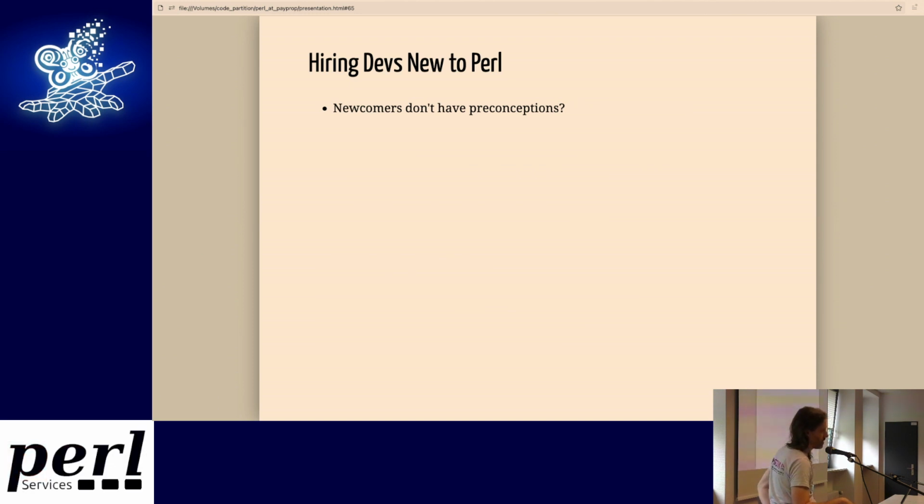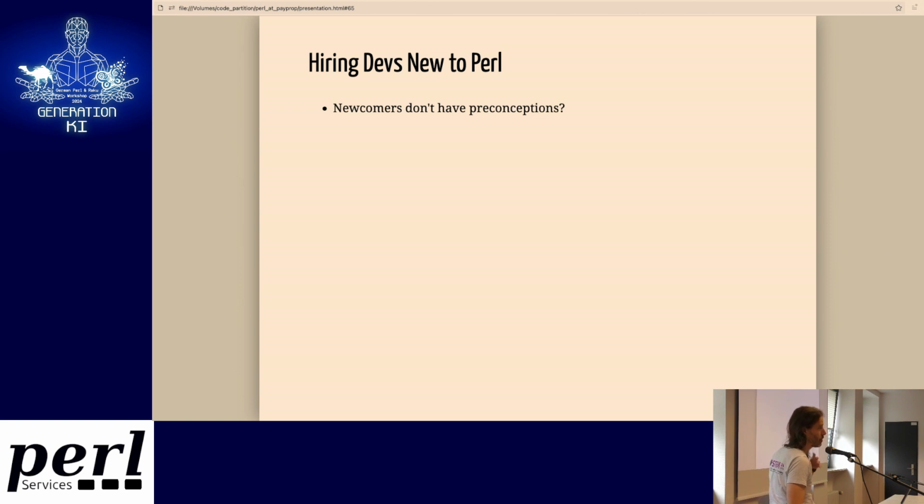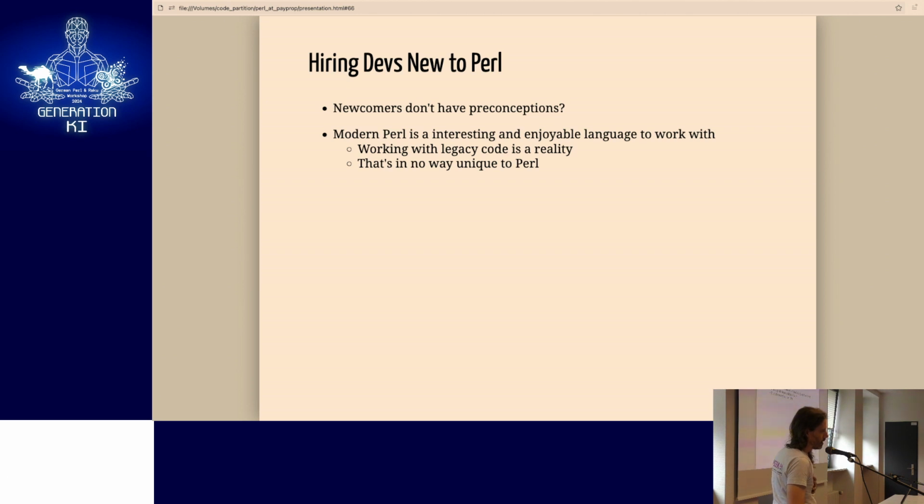You know, generally those under 30 either haven't heard of the language or they haven't used it. And those who don't want to use the language self-select out of the hiring process anyway, because we are explicit in job specs that we use Perl. We don't list it as a requirement unless we're asking for a senior Perl developer, but we say we use Perl. And I think modern Perl is an interesting and enjoyable language to work with. And working with legacy code is a reality. That's in no way unique to Perl. It's not the only problem, you know, that Perl has.